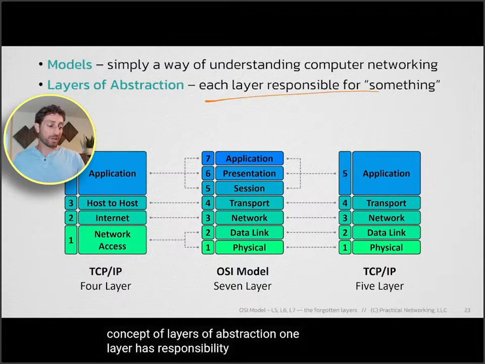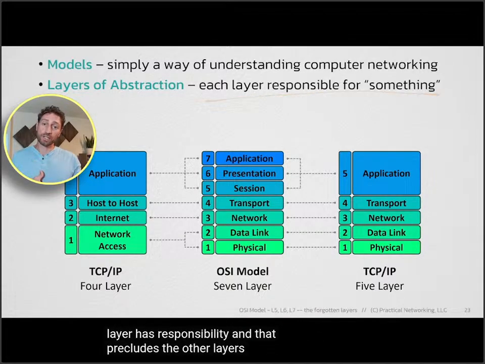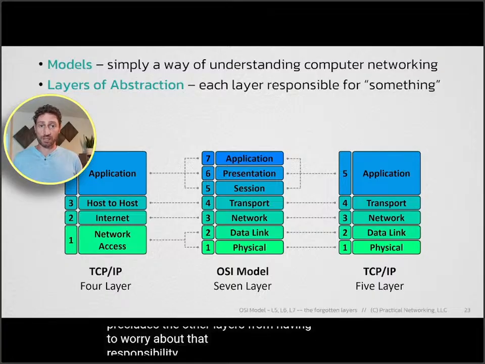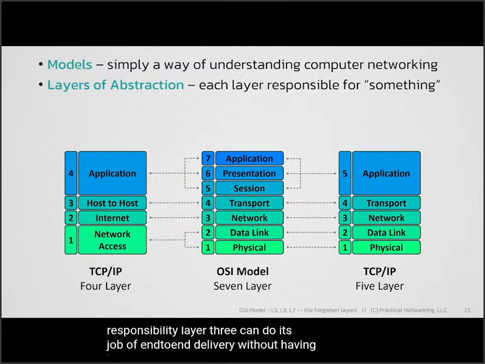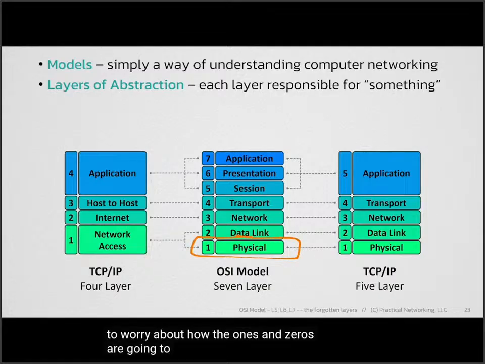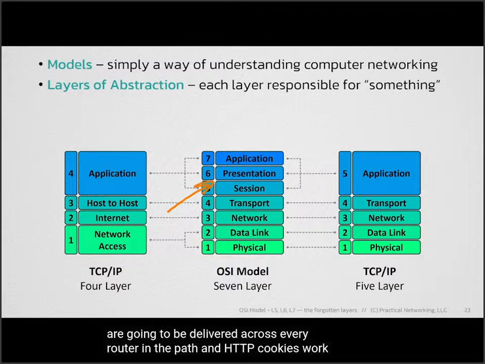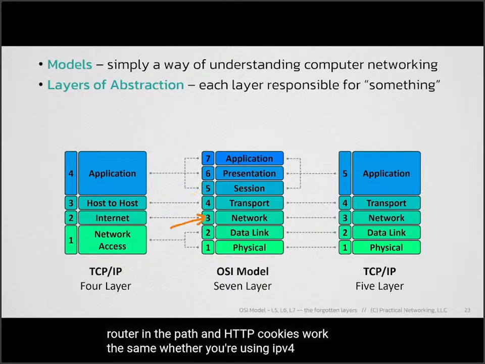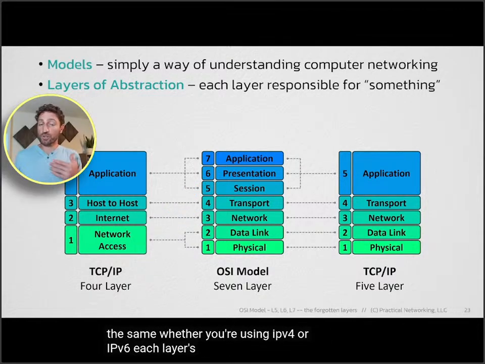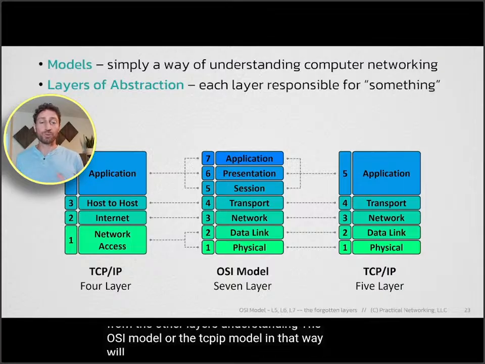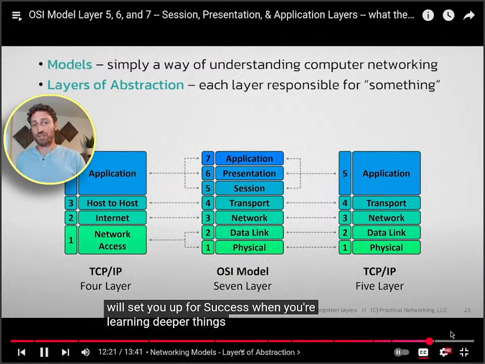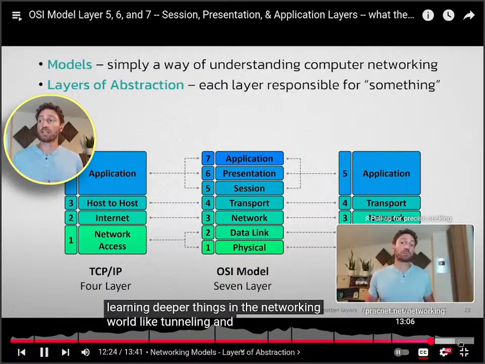One layer has a responsibility, and that precludes the other layers from having to worry about that responsibility. Layer 3 can do its job of end-to-end delivery without having to worry about how the ones and zeros are going to be delivered across every router in the path. And HTTP cookies work the same whether you're using IPv4 or IPv6. Each layer's goals are abstracted from the other layers. Understanding the OSI model or the TCP/IP model in that way will set you up for success when you're learning deeper things in the networking world, like tunneling and underlays and overlays.